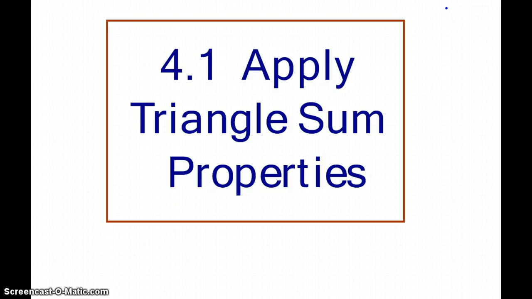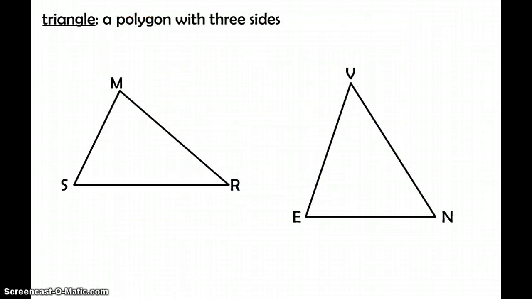So what we're going to be looking at is 4.1, applying triangle sum properties. A triangle is a polygon with three sides. That means they have to be line segments. And we name our triangle based off the vertices. Here we have a triangle with vertices M, R, and S.